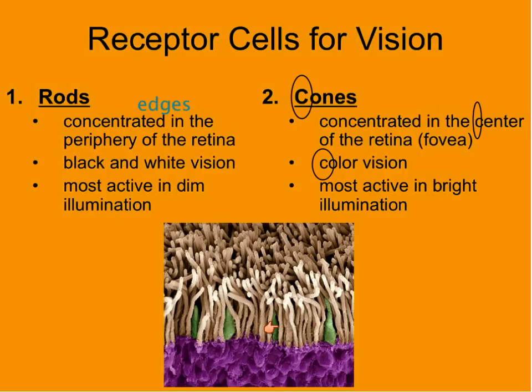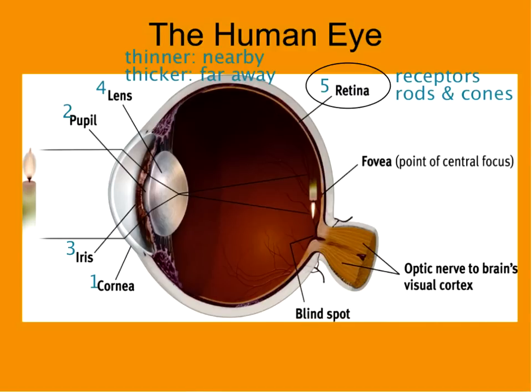Okay. Questions about the contrasts here between rods and cones? They do complementary things, right? One is black and white, one is color. One is dim illumination, one is bright illumination. One's on the edges, one's in the middle. We've got this fovea structure, so let me label that, I guess, here with number 6. The fovea is the point of central focus, and at the fovea, I want you to note, we have cones and only cones.